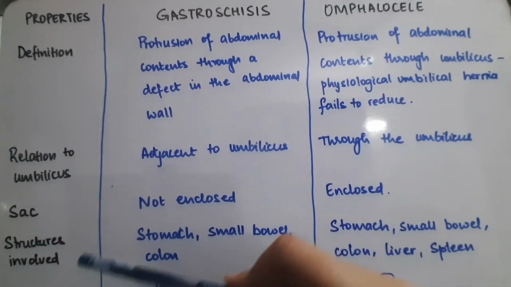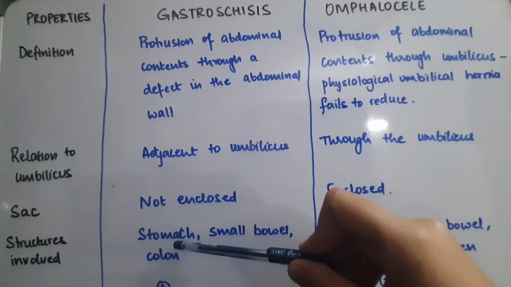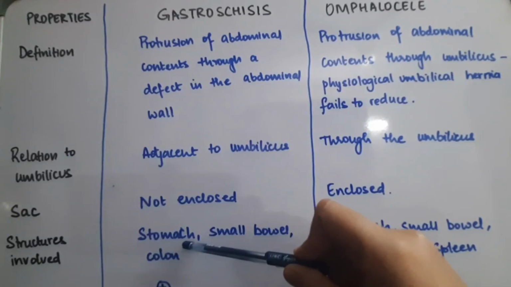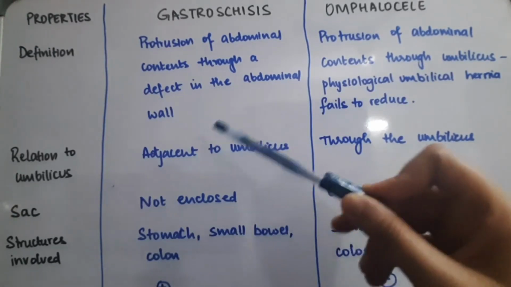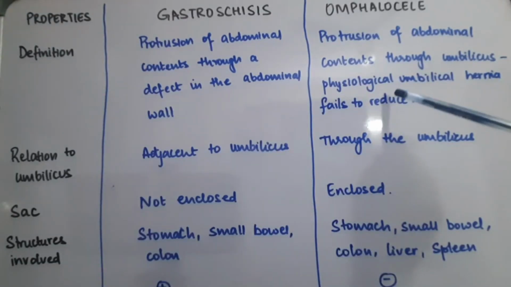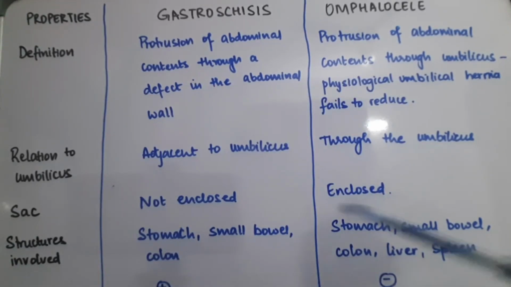Now, if you look at the structures involved in gastroschisis, the structures that are herniated could be the stomach, the small bowel, or the colon. These are the structures that can herniate in a gastroschisis. Whereas in omphalocele, the stomach, small bowel, and colon are involved, but apart from that, the liver, spleen, pancreas, these structures can also be involved. So, omphalocele is a bigger defect than gastroschisis.